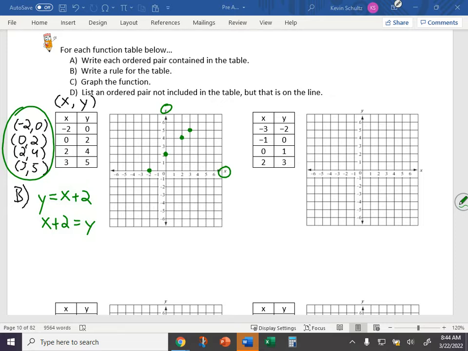If you're trying to plot 3, 5, and you put it here at 5, 3, because you got the x and the y backwards, that's not in line with the other ones. So you would know it's in the wrong spot. A built-in safety net for you to check and make sure you are doing this correctly.